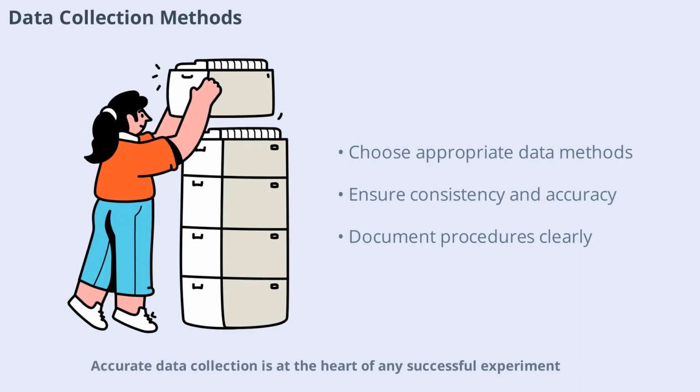Accurate data collection is at the heart of any successful experiment. Methods can include observations, surveys, measurements, or using specialized equipment. The choice depends on the research question and the type of data needed. Consistency in data collection ensures that results are valid and can be replicated by others. It's important to document procedures clearly so that the experiment can be repeated. Next, we'll discuss how to analyze the data you've collected.